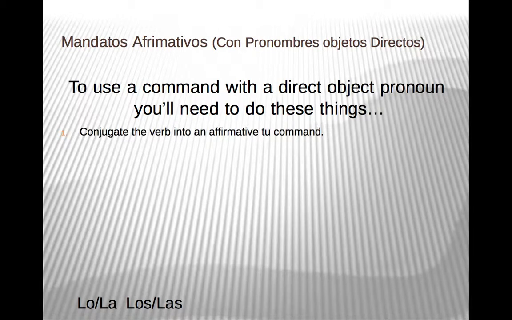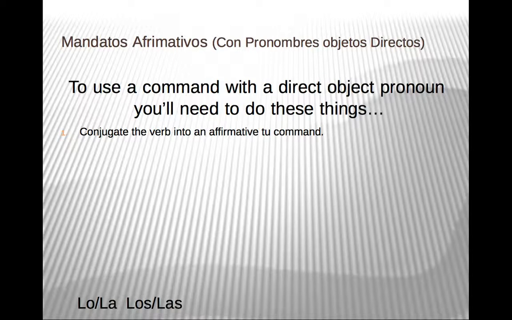Alrighty, so first of all, before I start, what's a direct object pronoun? Me, te, lo, la, nos, los, las. In English, what is that equivalent to? Me, you, it, him, her, us, and it or them. Instead of saying pass me the paper, you're going to say pass it to me. That's what the direct object pronouns are.